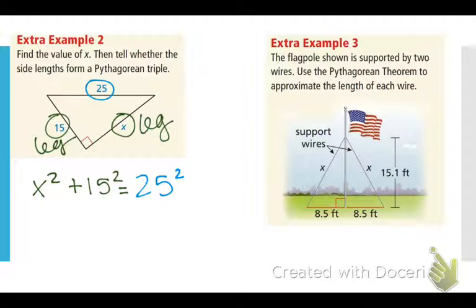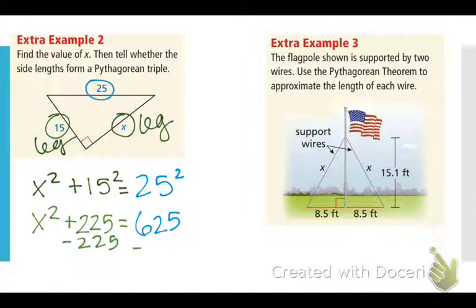You don't need a calculator because these are simple. 15 squared is 225. 25 squared is 625. What would we do from here? You subtract 225. So x squared equals 400. Take the square root, and what does x equal? 20. So x equals 20.